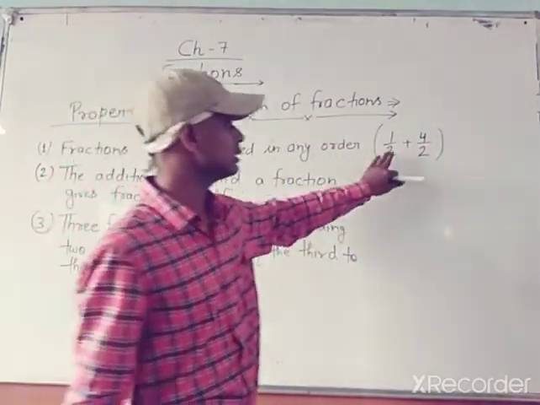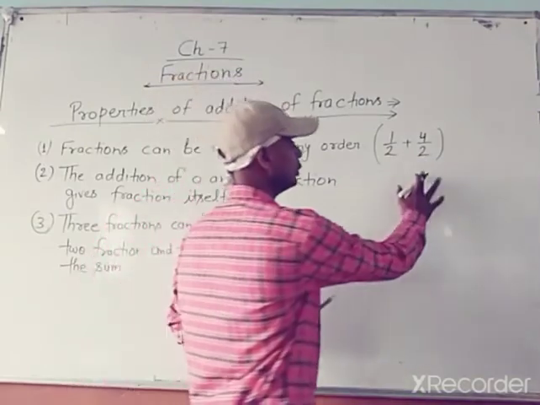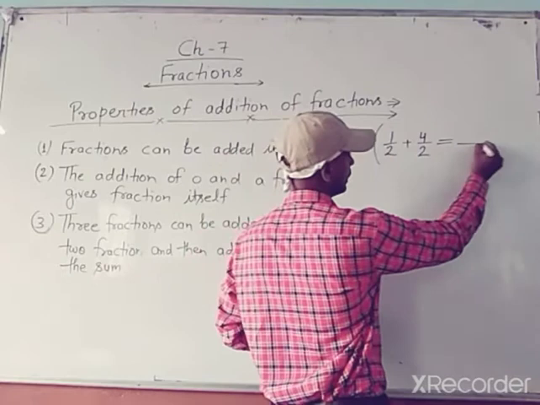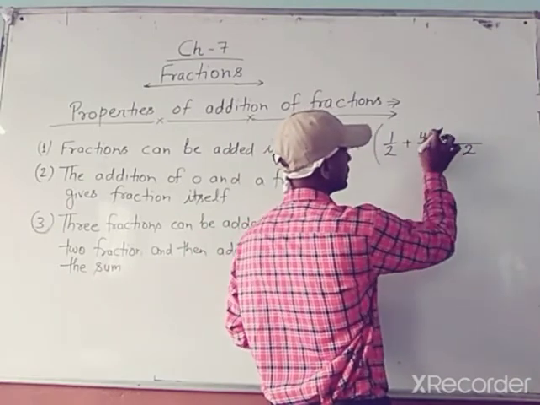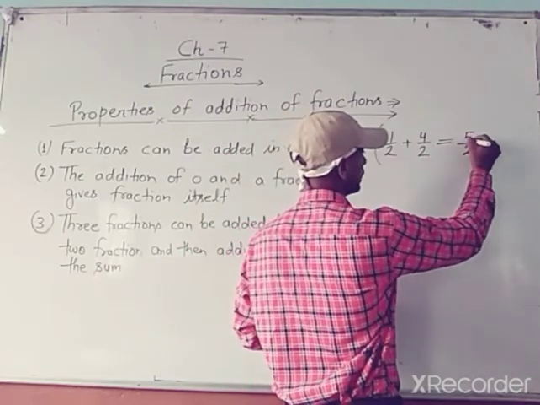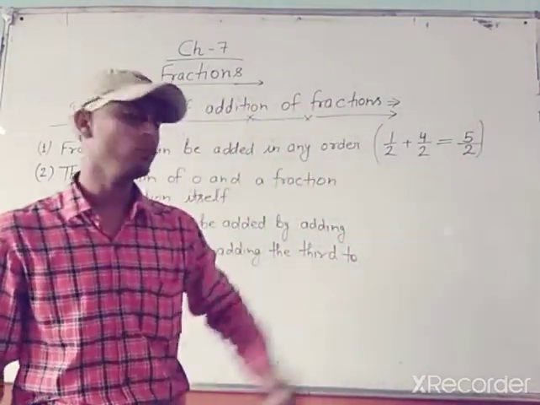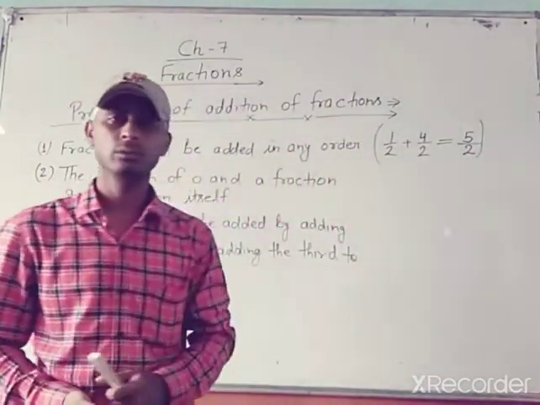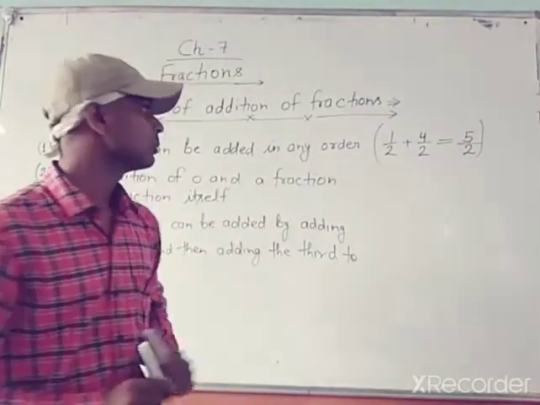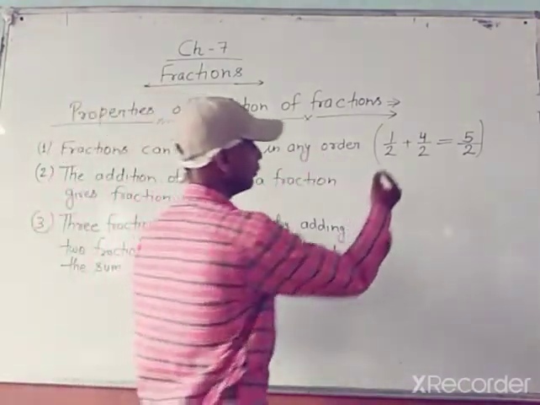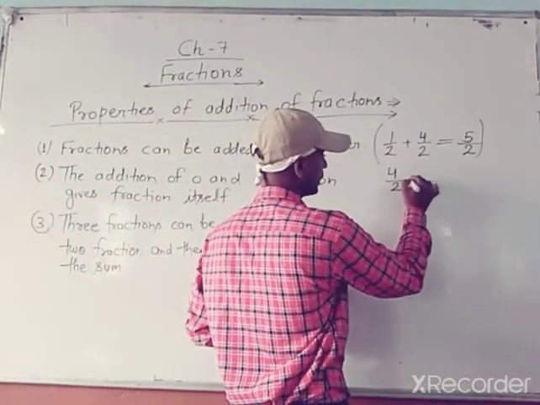here two fractions, 1 by 2 and 4 by 2. You know if the denominator is the same, then sum of numerator 4 plus 1, 5. 5 by 2 is the sum of 1 by 2 and 4 by 2. Yes, now fractions can be added in any order. It means you can add the second term, then the first term.